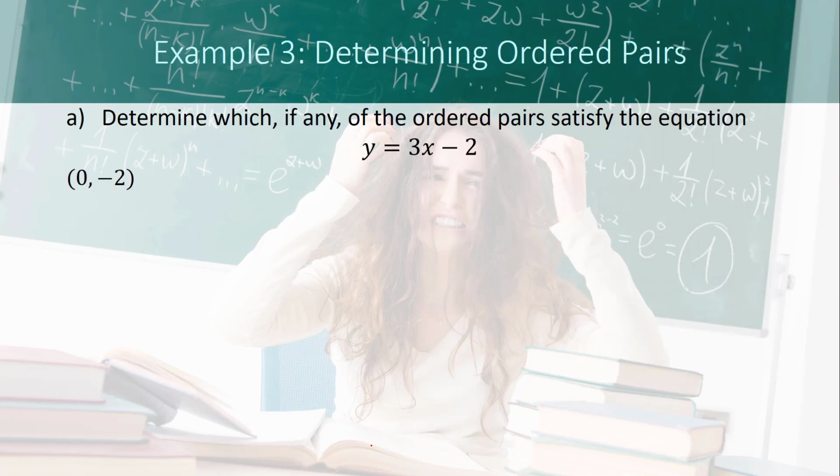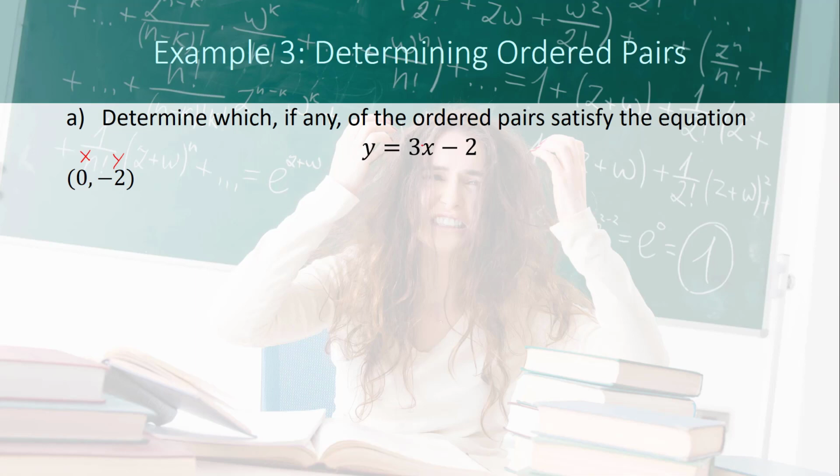The third one is to determine whether ordered pairs satisfy a particular equation. So here's our equation. It is y equals 3x minus 2. Now this is the x coordinate, and this is the y coordinate. So what we want to do is substitute the x coordinate into our equation and see if we get y. So let's go ahead and do that.